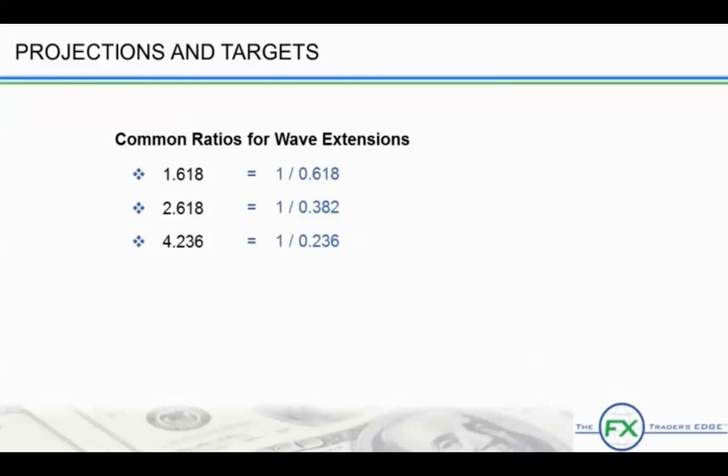The last ratio which is used is the square root of 1.618, or 1.272. When you draw your Fibonacci projections and retracements on your charts, you may want to include these additional ratios.